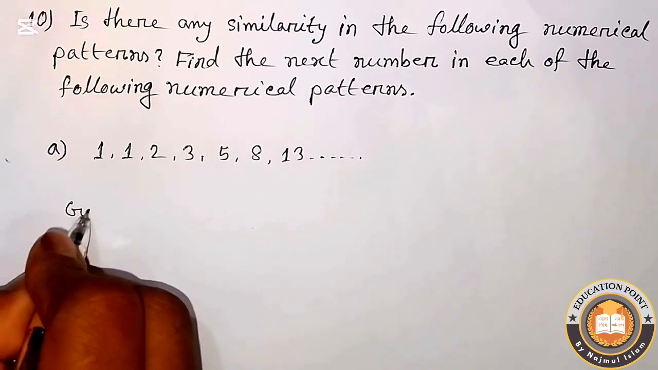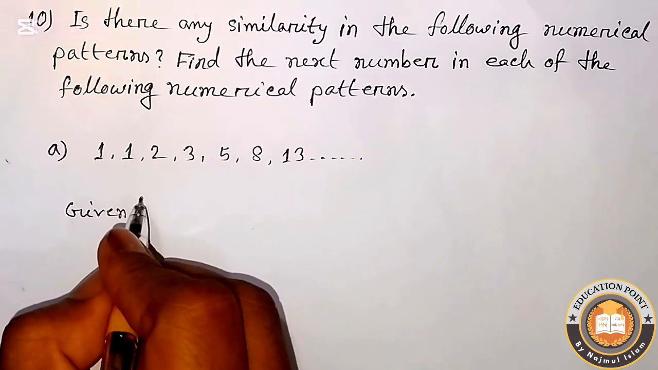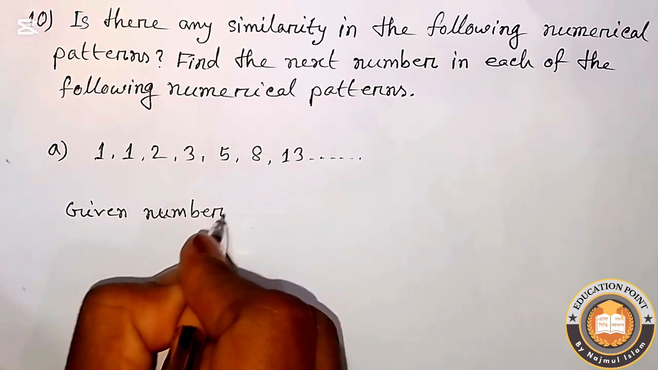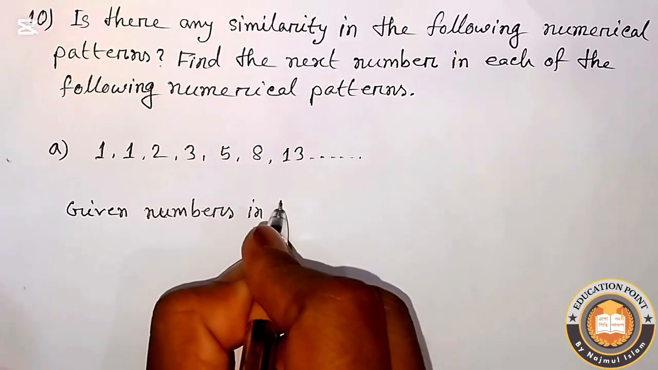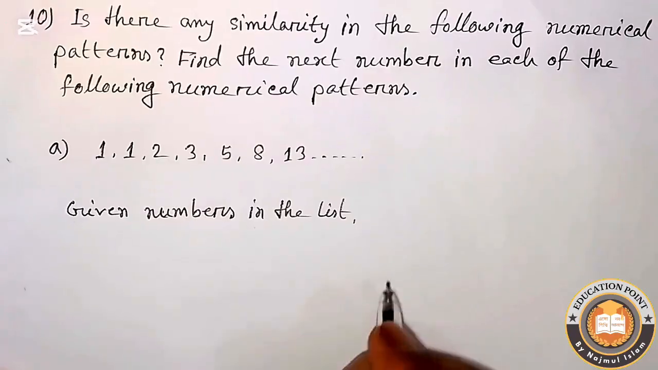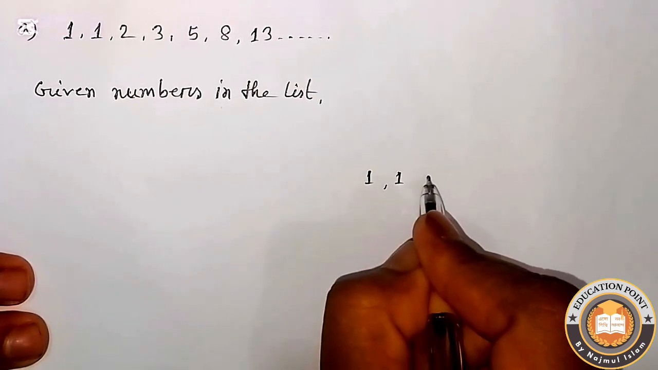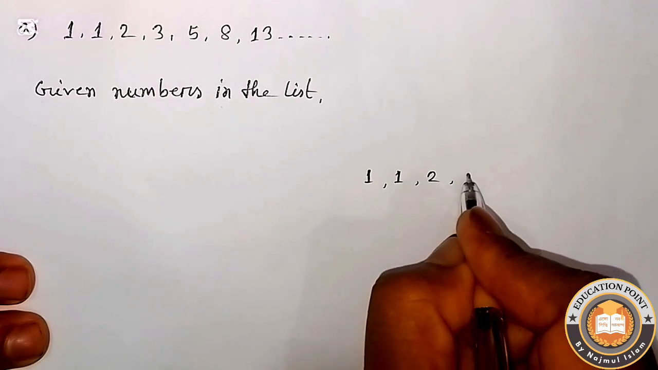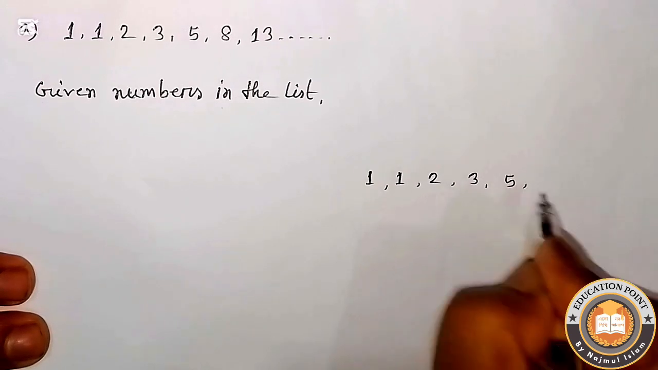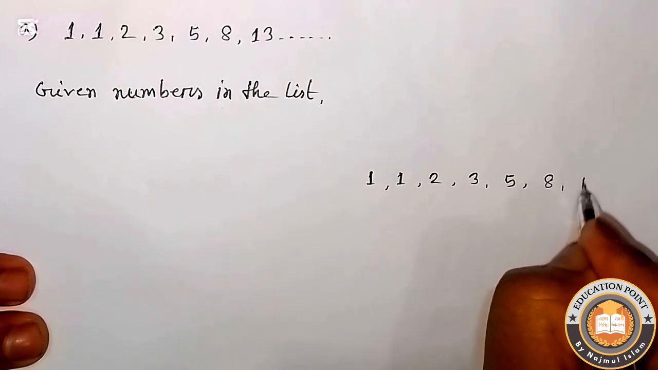Number A, given numbers in the list: 1, 1, 2, 3, 5, 8, 13.